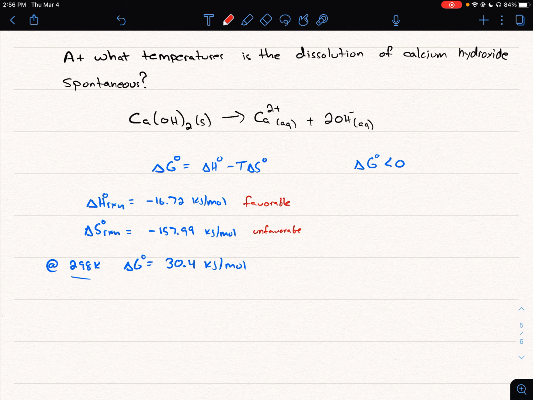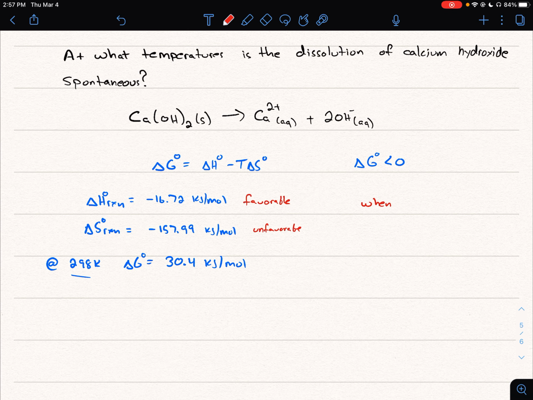What that tells us is that our reaction can be spontaneous if the delta H term is greater than the T delta S term. Anytime delta H is going to be bigger than that T delta S, we are going to have a favorable reaction. So we can write that out if we want. When delta H is greater than this T delta S term, in absolute value, then it will be a spontaneous reaction.